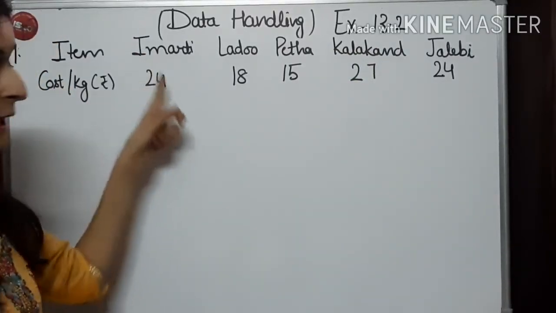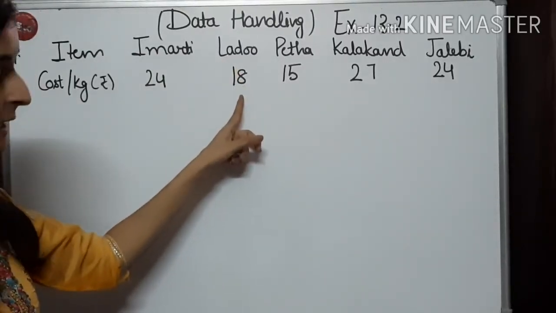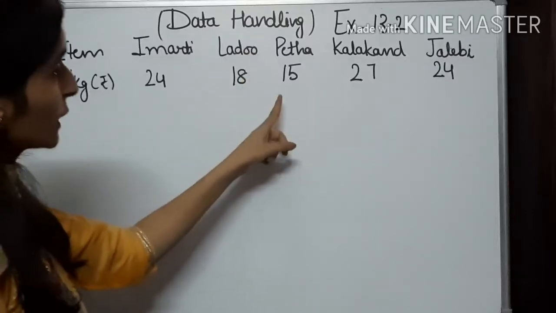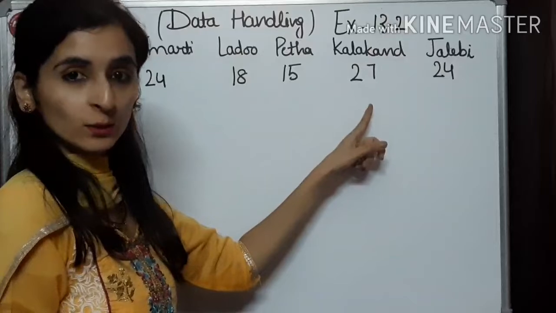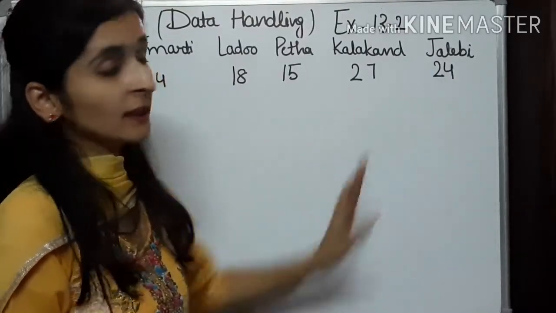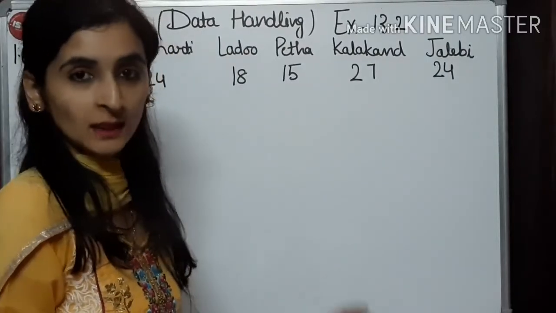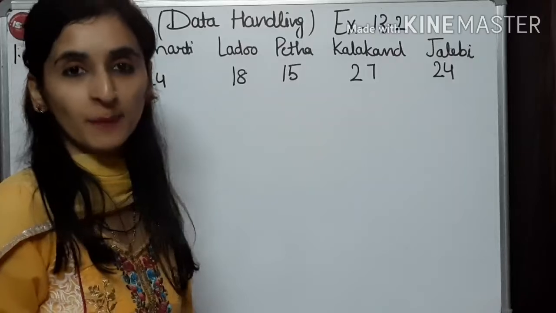The cost of 1 kilogram Imarti is 24 rupees. 1 kilogram Laddu is 18 rupees. 1 kilogram Petha is 15 rupees. 1 kilogram Kalakand is 27 rupees and 1 kilogram Jalebi is 24 rupees. Now we have to represent this data using a bar graph.